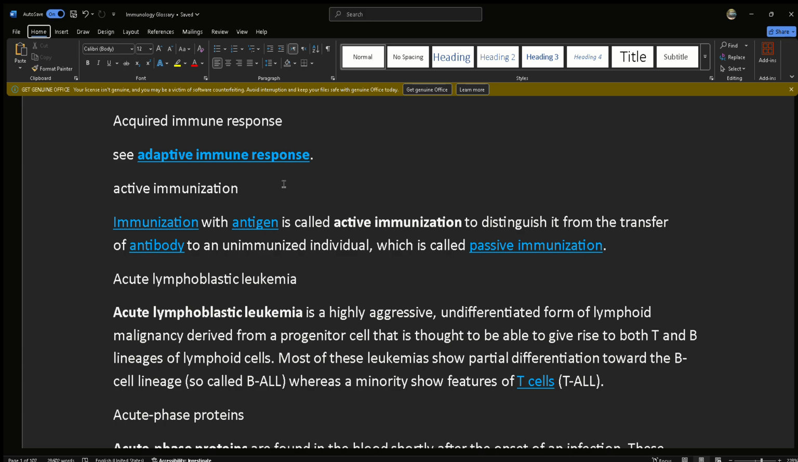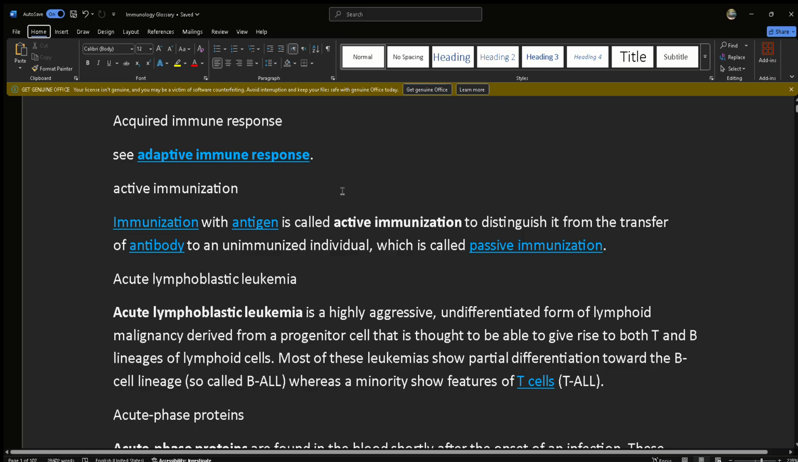The thing is that active immunity is a permanent phenomenon and passive immunity is temporary, because these antibodies will be degraded, maybe after 3 weeks or 4 weeks or 5 weeks, and then the person will lose immunity. So passive immunity is temporary and active immunity is a permanent phenomenon.